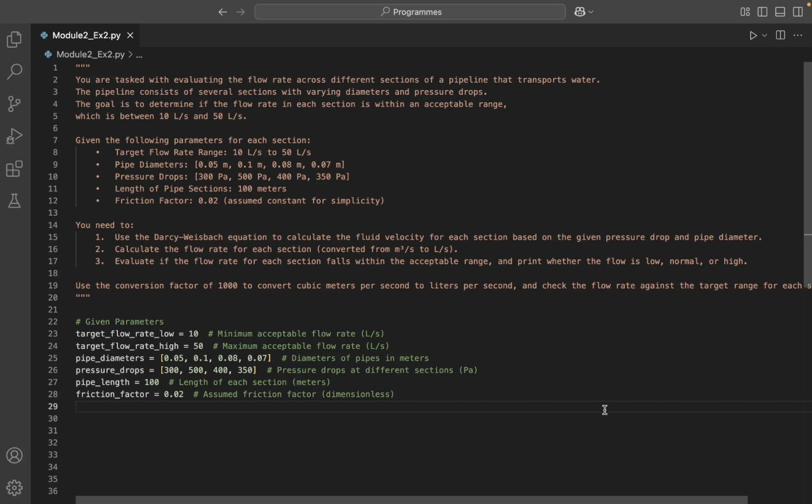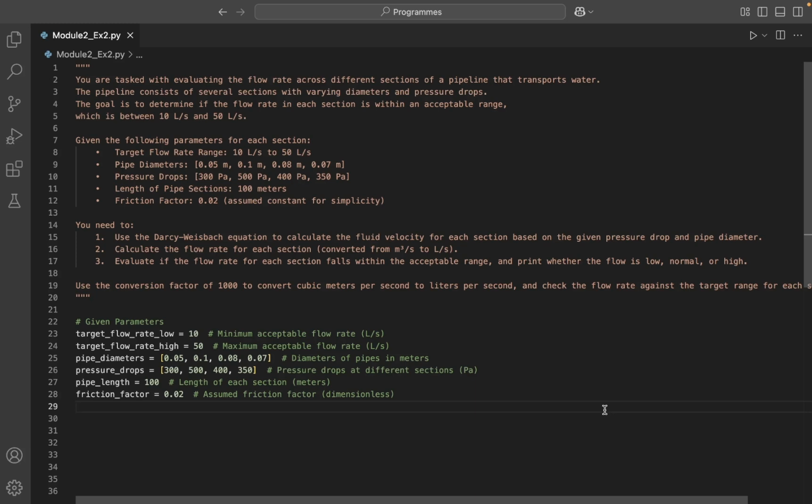The pipe diameters are given in list format: 0.05, 0.1, 0.1, 0.08 and 0.07. In the same way, the pressure drops are given for the same sections: 300, 500, 400 and 350. The pipe length given is 100 meters and the frictional factor is 0.02, assumed to be constant. Now we need to use the Darcy-Weisbach equation to calculate the fluid velocity. Next we need to calculate the flow rate, and print whether the flow rate is within the acceptable range or not. That means if it is low, normal or high.